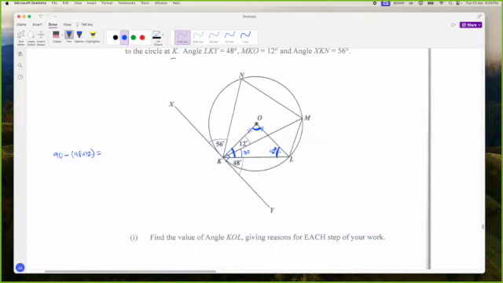So now I could find this by angles in a triangle. I have 42 and 42, which is 84, and 180 minus 84 is 96.